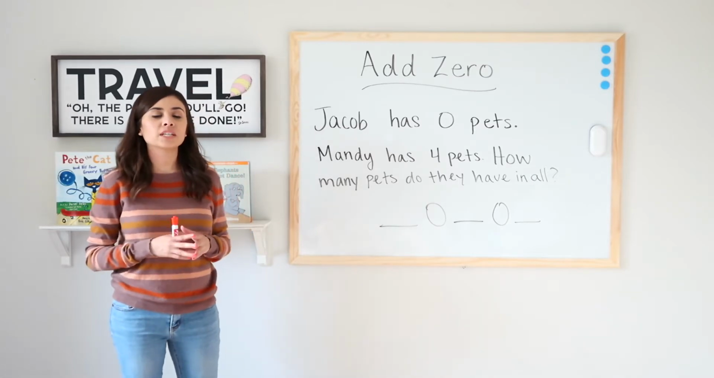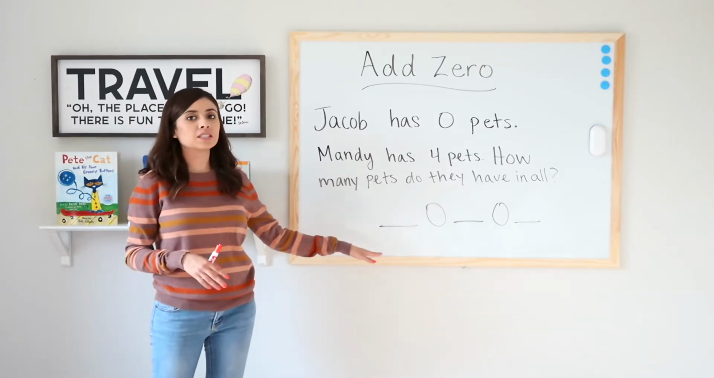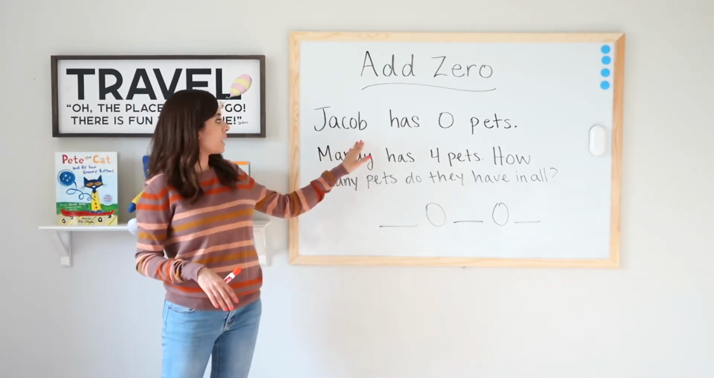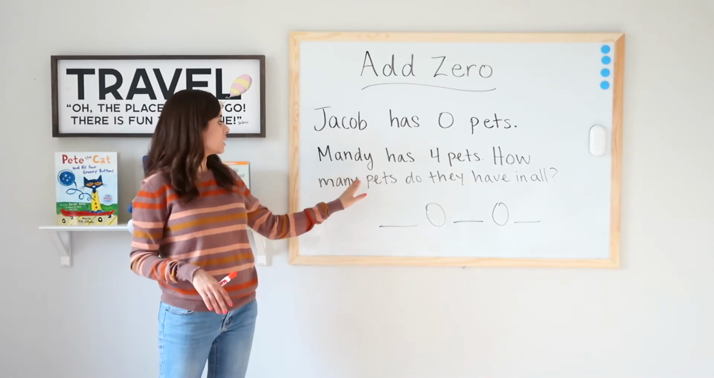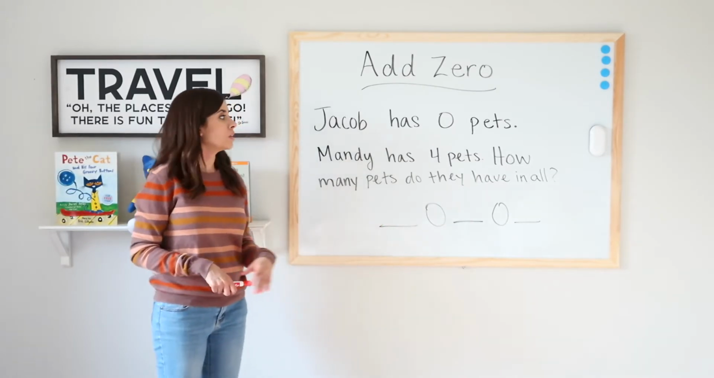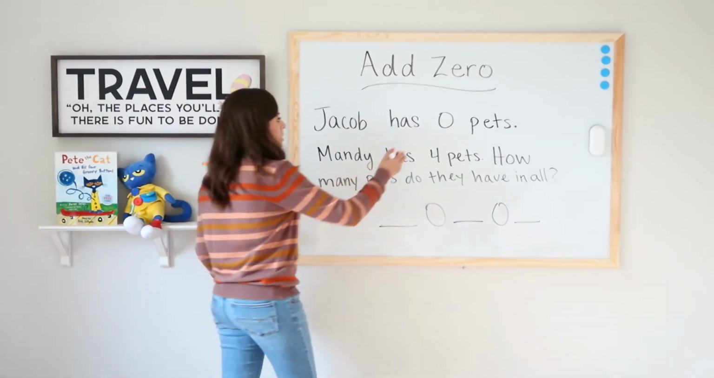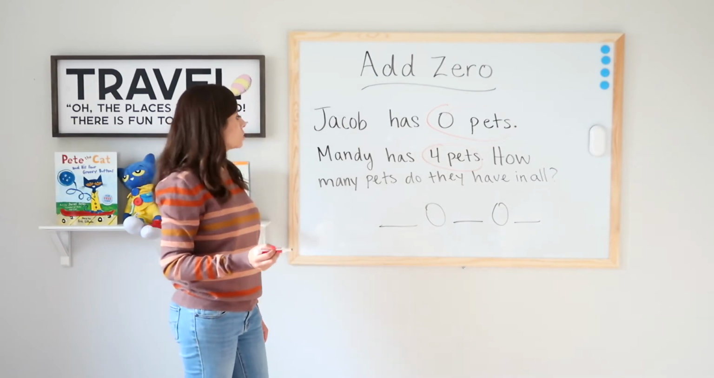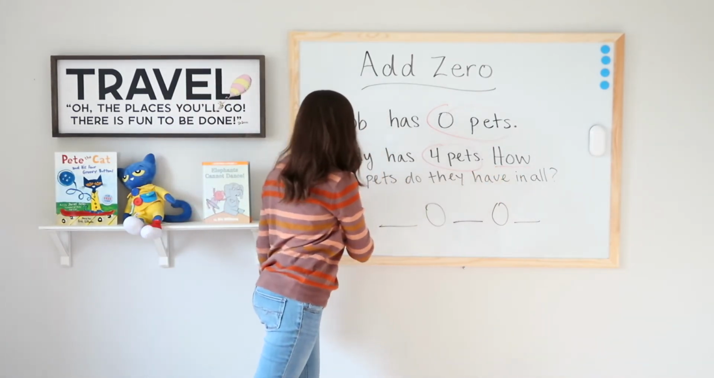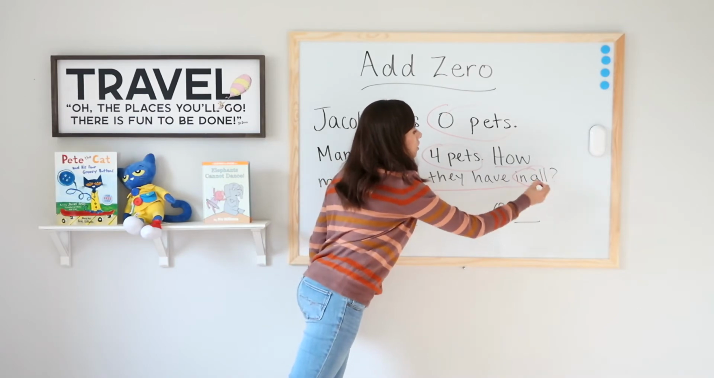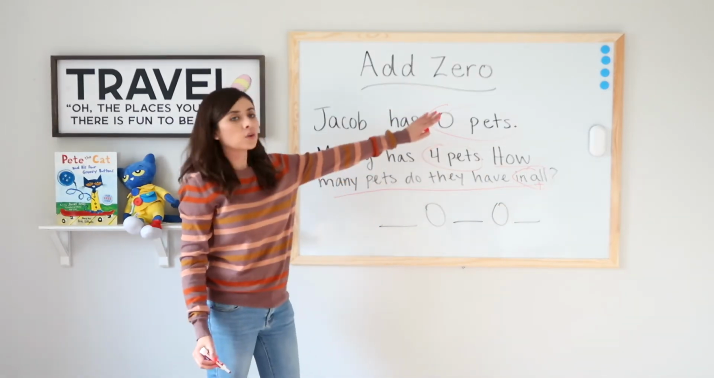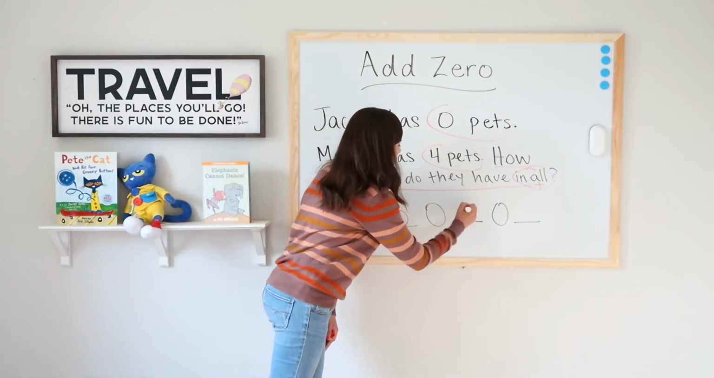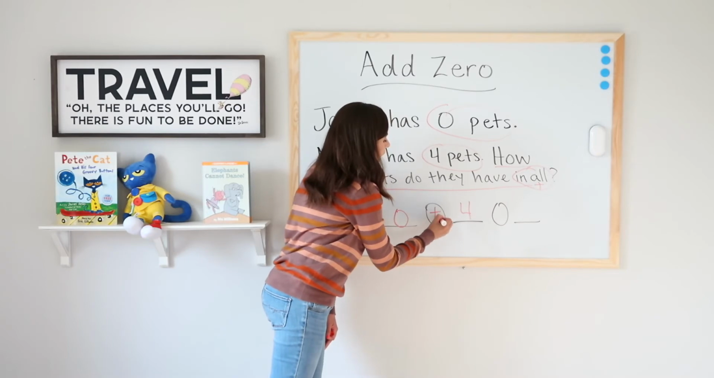Okay, so now I'm going to show you an example in which the addition number sentence begins with 0, okay? It says, Jacob has 0 pets. Mandy has 4 pets. How many pets do they have in all? So my two parts are 0 pets and 4 pets, right? So I want to know how many pets they have in all. And I know that in all means to add. So let's go ahead and take 0 and 4 and write them where our parts go. 0, 4. And I'm going to add.